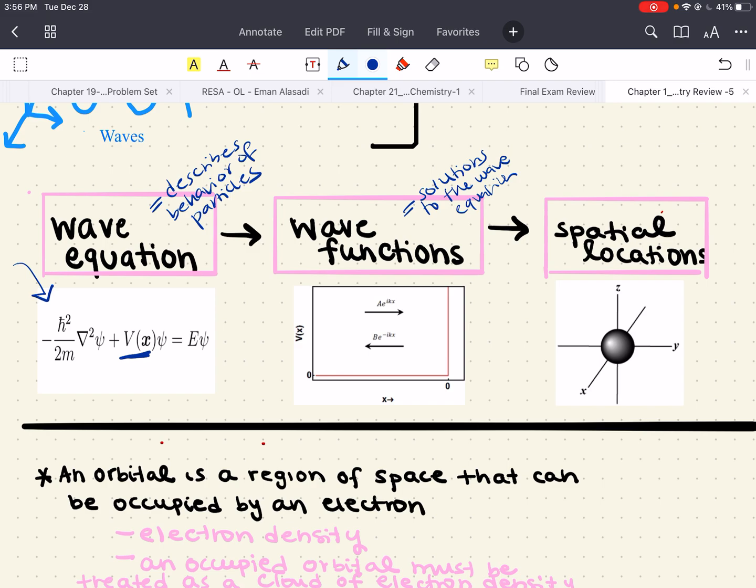Now, the absolute square of the wave function is going to give you the probability of finding an electron in a location. And a 3D plot of this is going to generate an image of the atomic orbitals. So this is an s orbital. You'll generate p orbitals, d orbitals this way. And this is where we get our description of atomic orbitals.